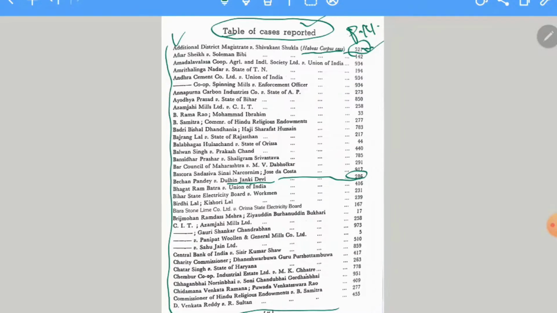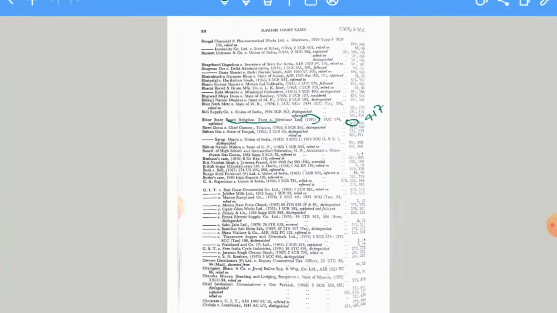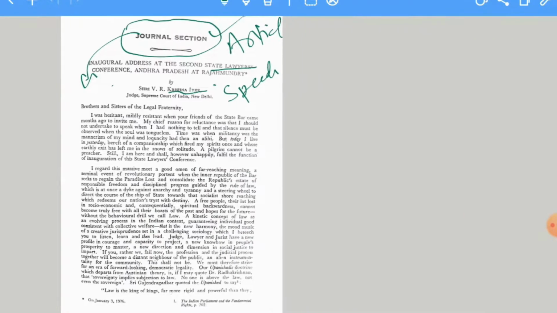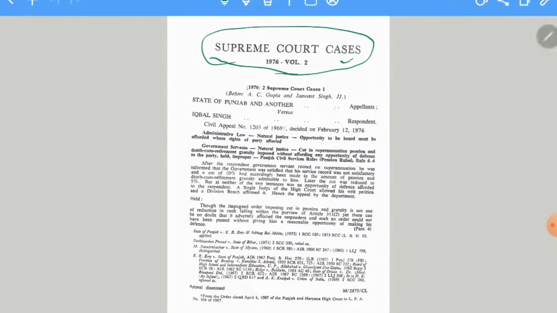But when you go to the main part of this, you will see the judgments which are going to be reported here in the Supreme Court Cases. They are coming page number wise. So the case on page number 1 would be reported here like this. On page number 1 of this Supreme Court Cases journal, you will see the case that is State of Punjab and another versus Iqbal Singh. This is a case of civil appeal number, you can see here. Okay, so here you can see the method of citation, 1976. This is the year of publication, you can see here.